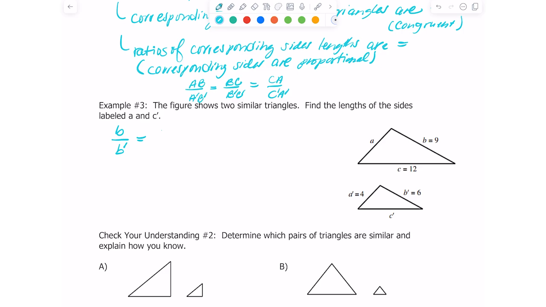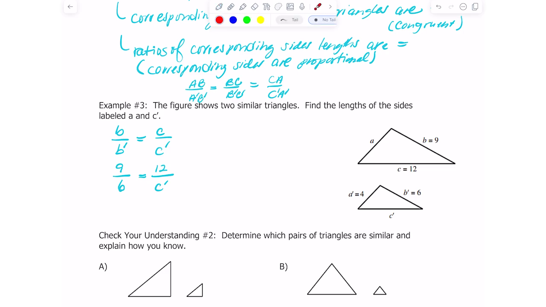So that's going to be the same as C over C prime. So the ratios of their corresponding side lengths are going to be equal. And like I said earlier, another way to look at that is just that the corresponding sides are proportional. Okay, so I'm going to take side B, which is 9, and B prime corresponds to it, that's 6. And then I've got C, which is 12, over C prime. Okay, and I'm trying to find C prime.